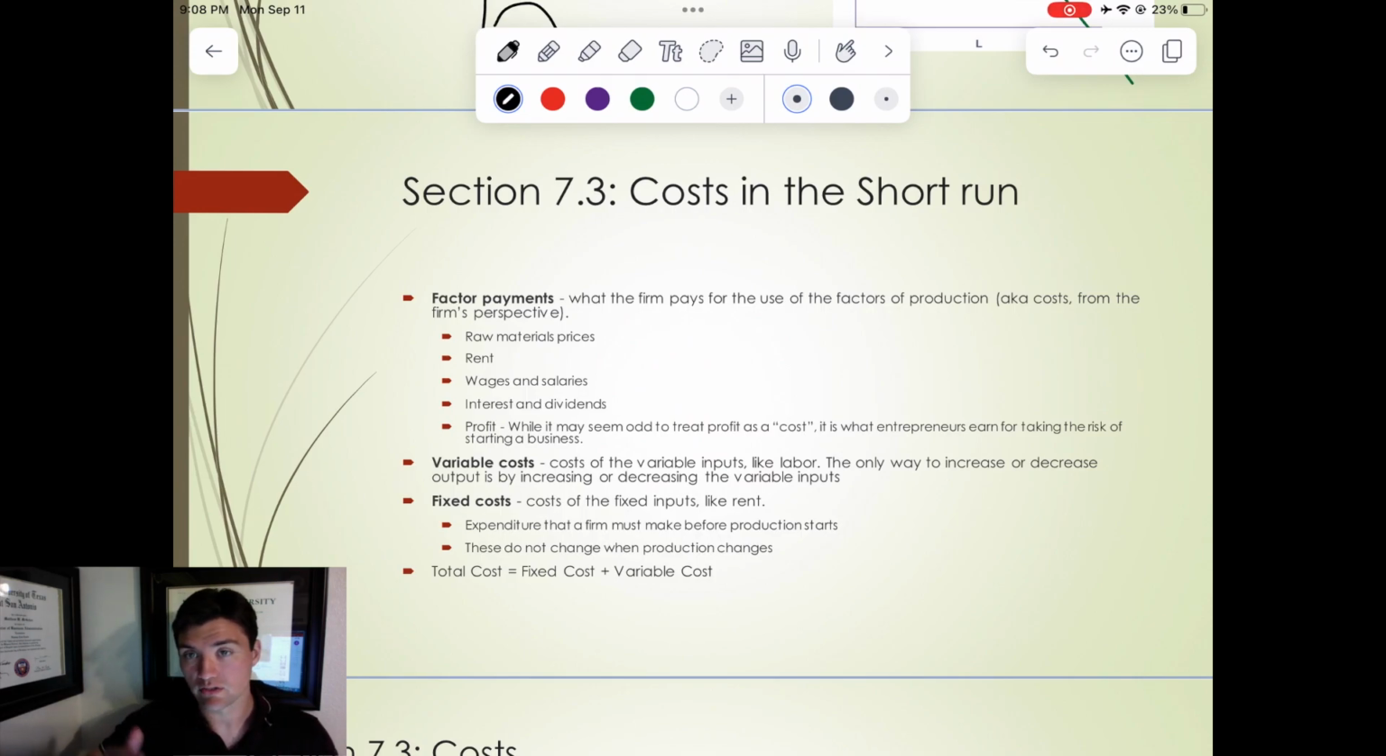Okay, so when we're talking about variable costs, right? So the variable costs are going to be changing. So like if I had one employee, my cost would be $10. But if I had two employees, my cost would be $20, right? So because I have more employees, higher cost.